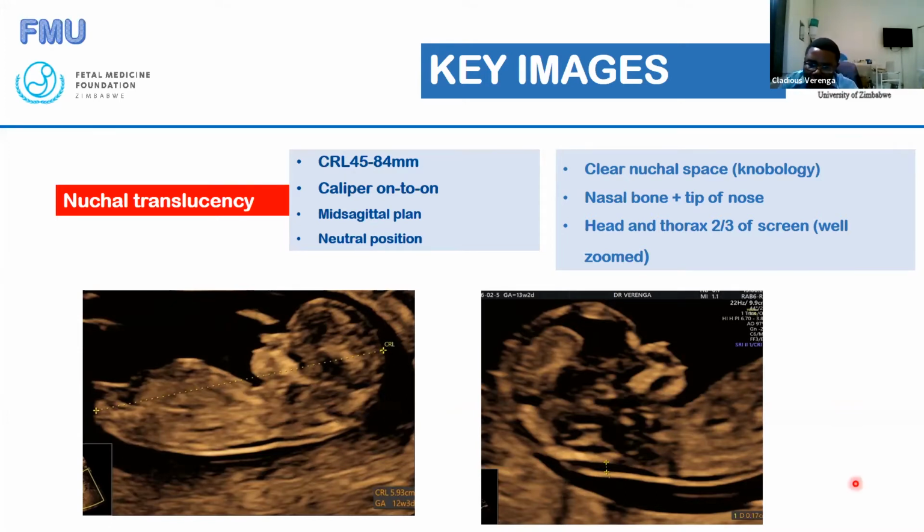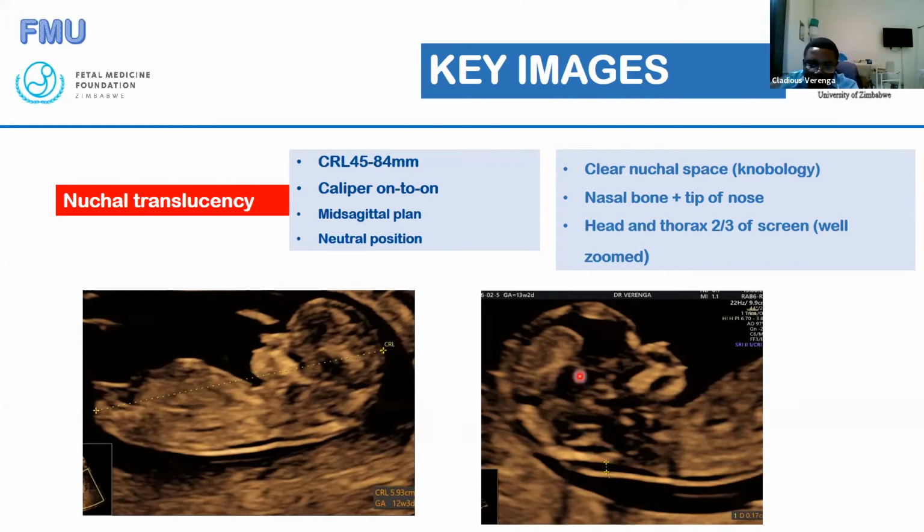Then in terms of the nuchal translucency, because the nuchal translucency is always compared to the CRL, this therefore means that you cannot do the nuchal translucency without doing the CRL. So the CRL should be done appropriately and properly. If you underestimate the CRL or overestimate it, it will affect the interpretation of the nuchal translucency.